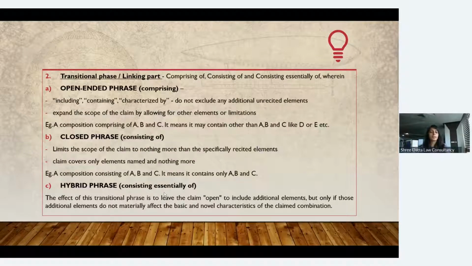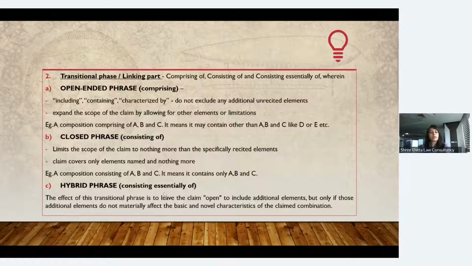But generally, people are using comprising of only. In the patent examination, when the first examination report is generated, at that time, if any very close prior art or the relevant prior art is there.